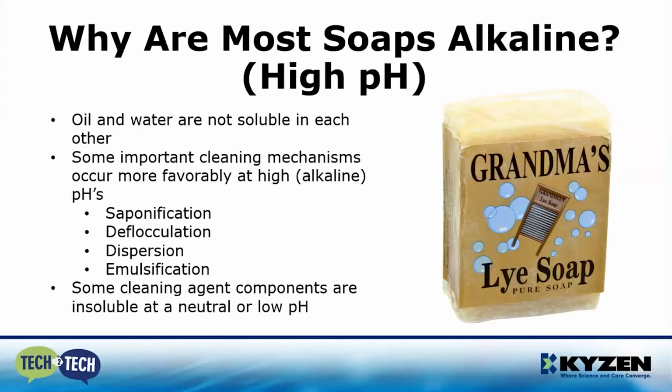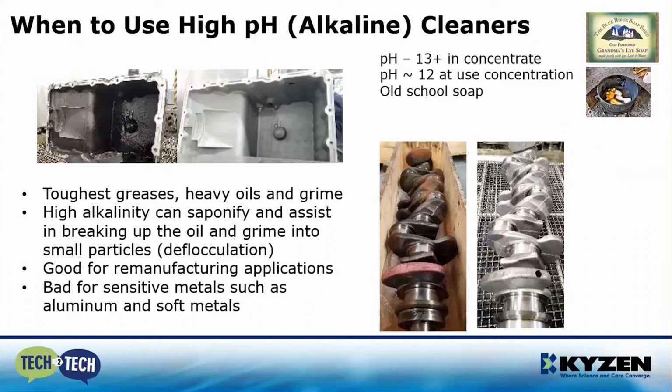So when would you use a high pH alkaline cleaner? And for high pH, we're talking about 13 plus in the concentrate, but remember, we're using these in our washers at 10% or less. So our effective pH is closer to 12. We're still in that soapy water range, which is a lot better than most people think.